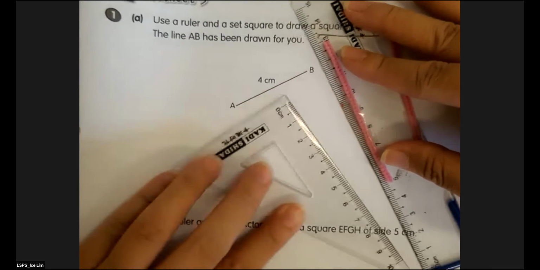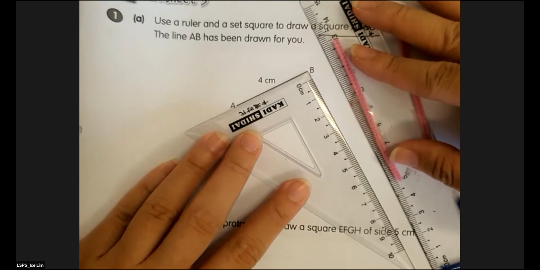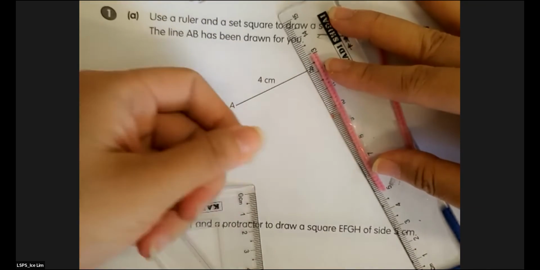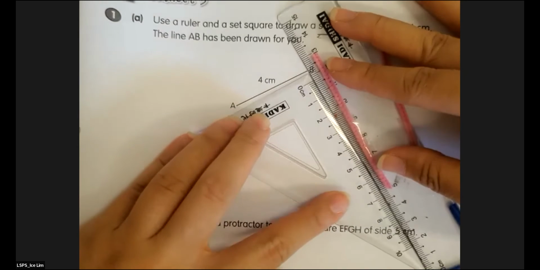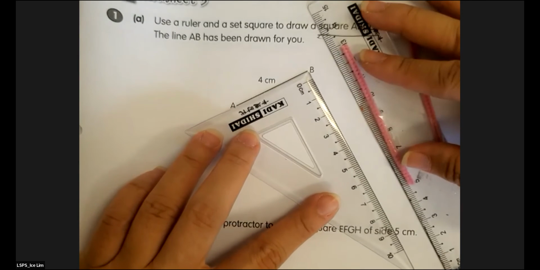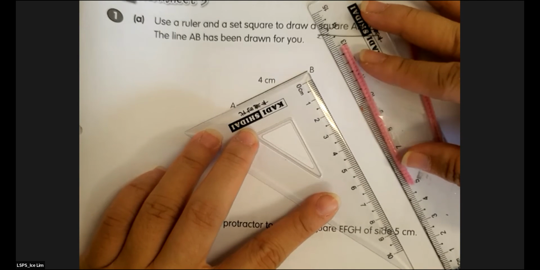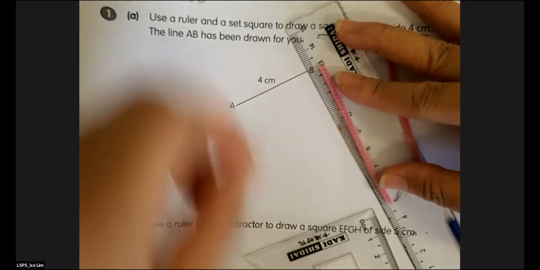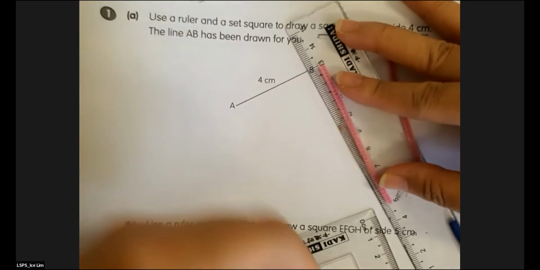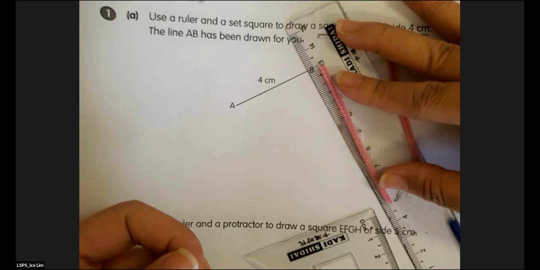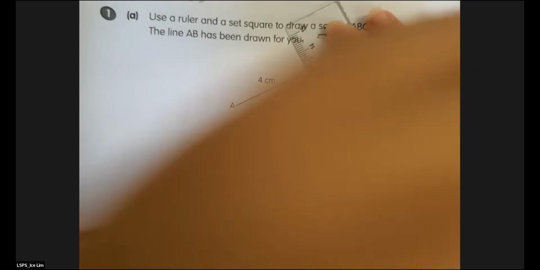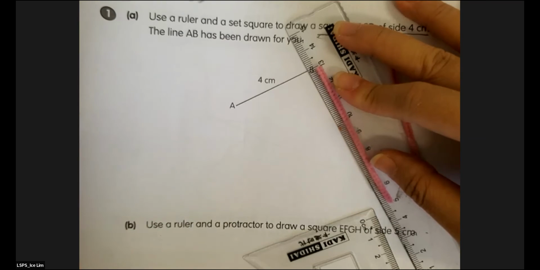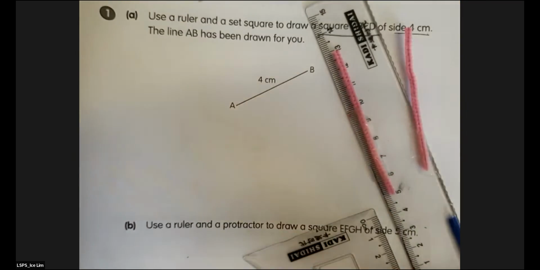Right angle, so I set my set square. Now, if you're worried, you see, Miss Lin can do both left hand, right hand. I can set my set square here. And I can go like that with my left hand. But if you're worried, you say, I cannot, this is too difficult, then what you can do is you mark the point first. All right? Or if not, like I said, start with the other side first.